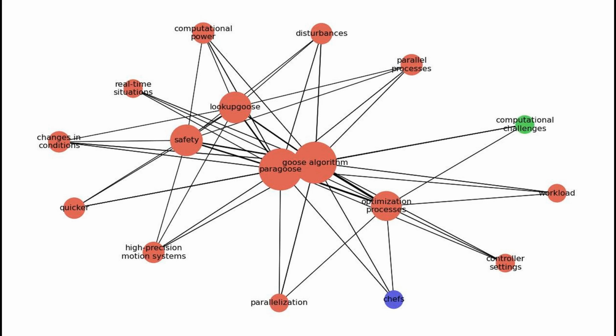In the modified GoOSE algorithm, there are two key strategies introduced: paraGoOSE and lookup GoOSE. paraGoOSE is like having several chefs working on different tasks in a kitchen. It runs multiple optimization processes at the same time.